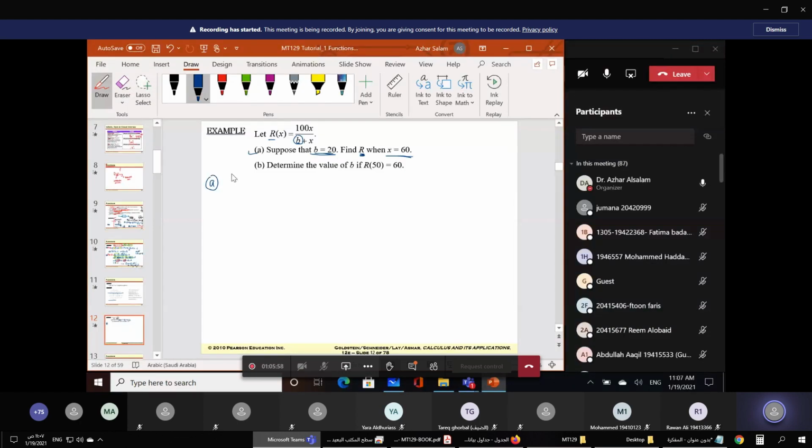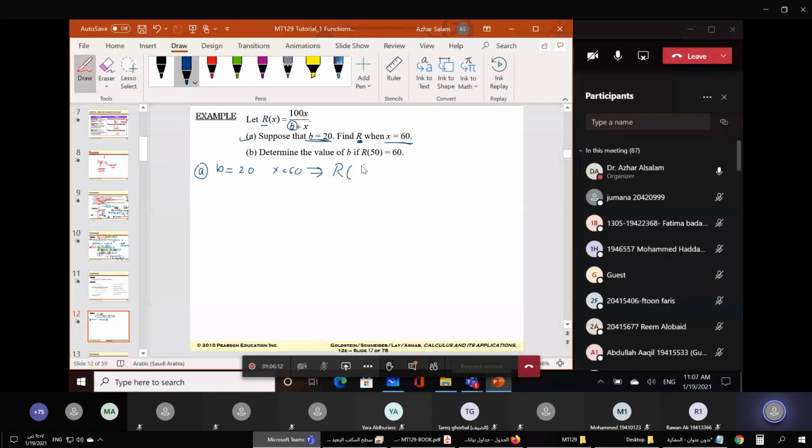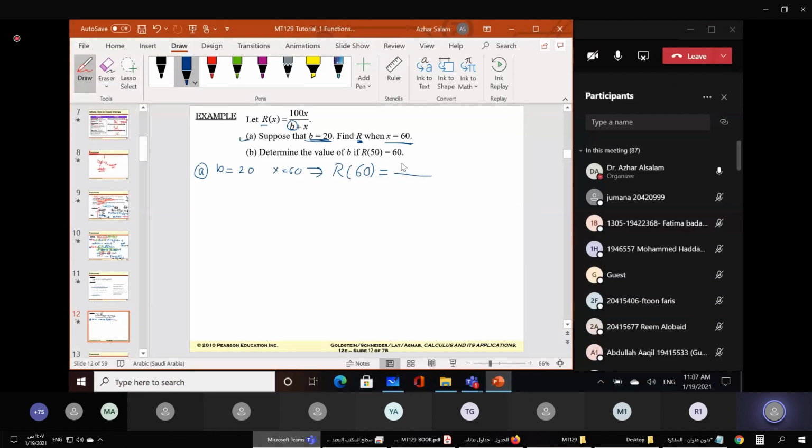Here in part a, I have to find r if b equals 20 and x equals 60. So r of 60 equals 100 multiplied by x here. I am supposed to substitute it by its value, which is 60. Okay? And at the bottom, the denominator, instead of b, I write 20 plus the value of x, which is 60, right? Here 60.